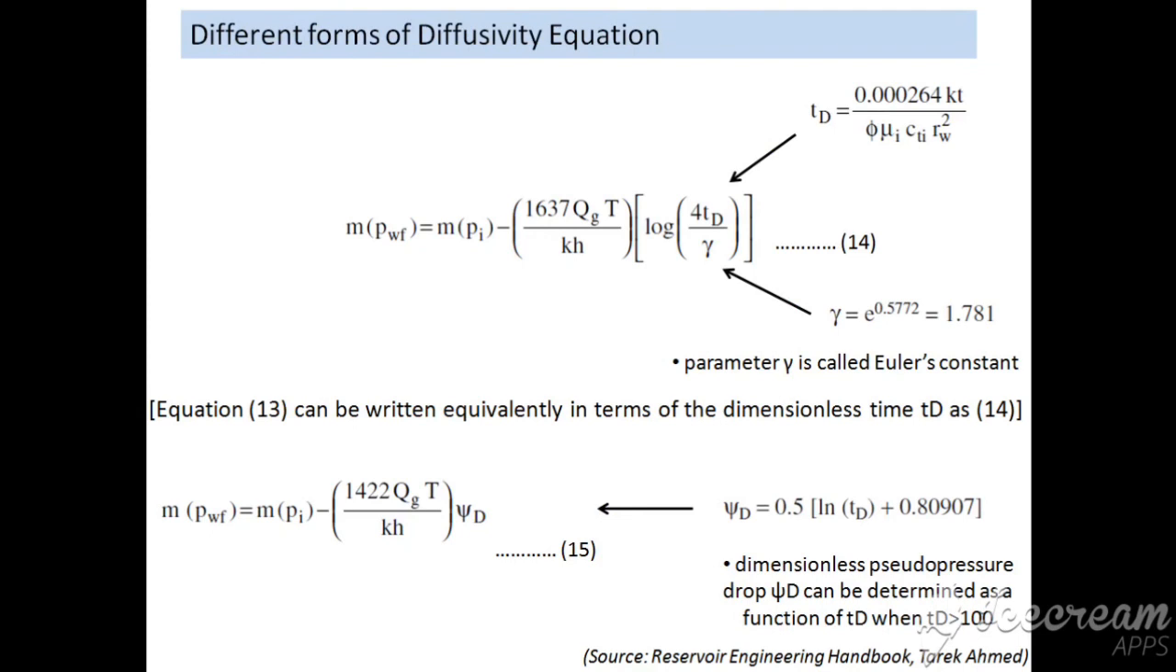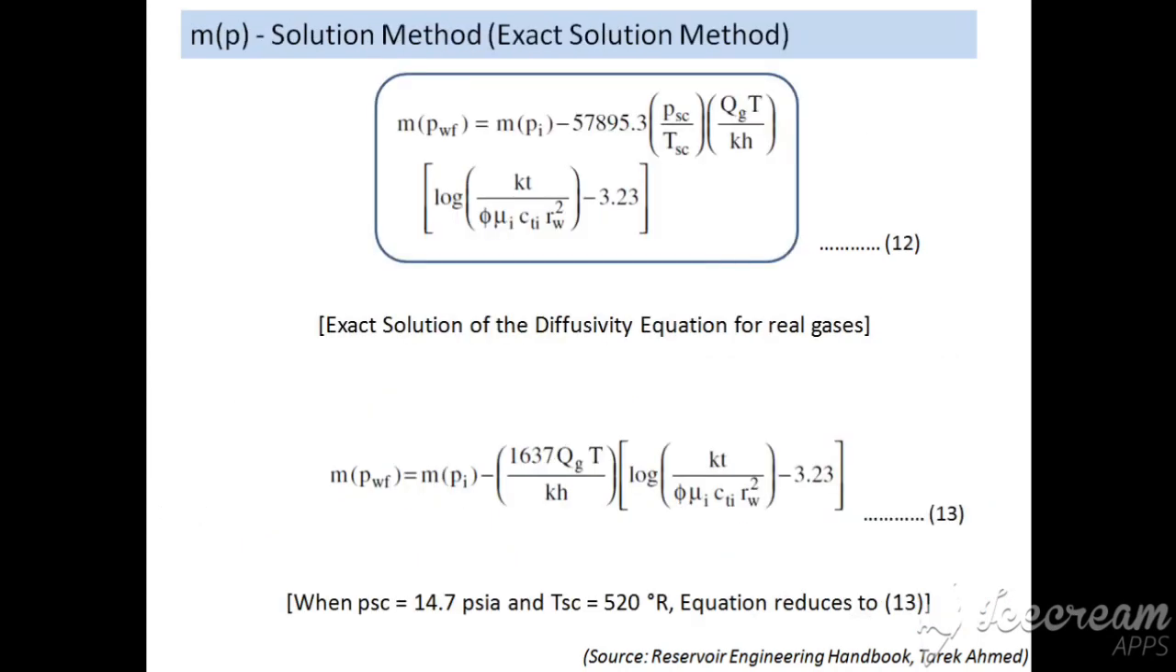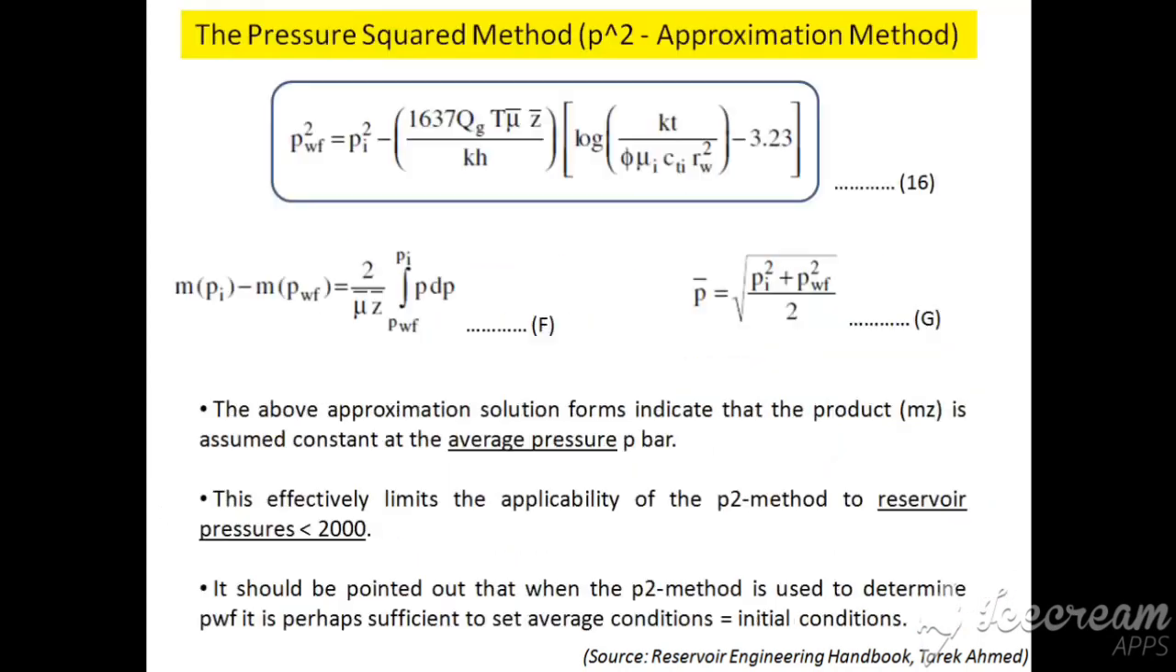In equation number 14 you can see that there is a term called TD, that is dimensionless time. There is a term called gamma, that is Euler constant, and also in equation number 15 there is a term called pseudo pressure drop. So these are the different forms of the equation, but mainly we have to remember equation number 12. So let us move on to the other two methods.